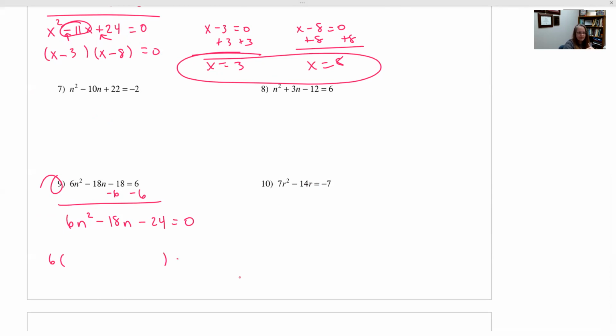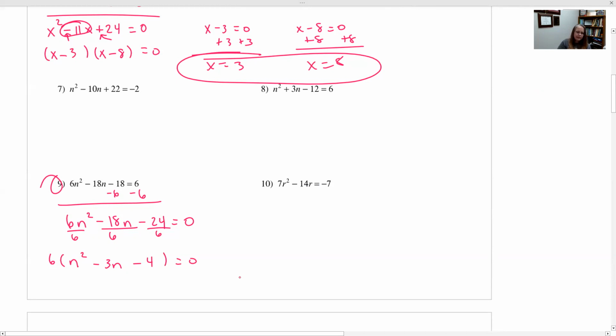And then I'm going to write down what I have left when I do that. So I'm factoring a 6 out of 6n squared. I'm left with n squared. I'm factoring a 6 out of negative 18n. I'm left with negative 3n. I'm factoring a 6 out of negative 24. So I'm left with negative 4.